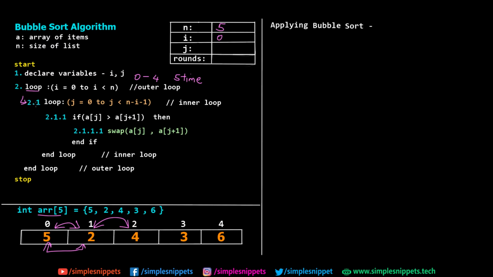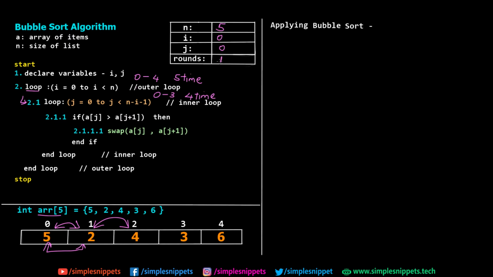We will go inside. The inner loop has the condition j equals 0, so j will start from 0 to j less than n minus i minus 1. This is very important. We've already seen the meaning of this in the regular bubble sort, so I'm not going to explain it again. n is 5, i initially is going to be 0, so 5 minus 0 is 5, and then 5 minus 1 is 4. So j has to be less than 4, which means the inner loop will run from 0 to 3, that is 4 times. And this is for the first round.